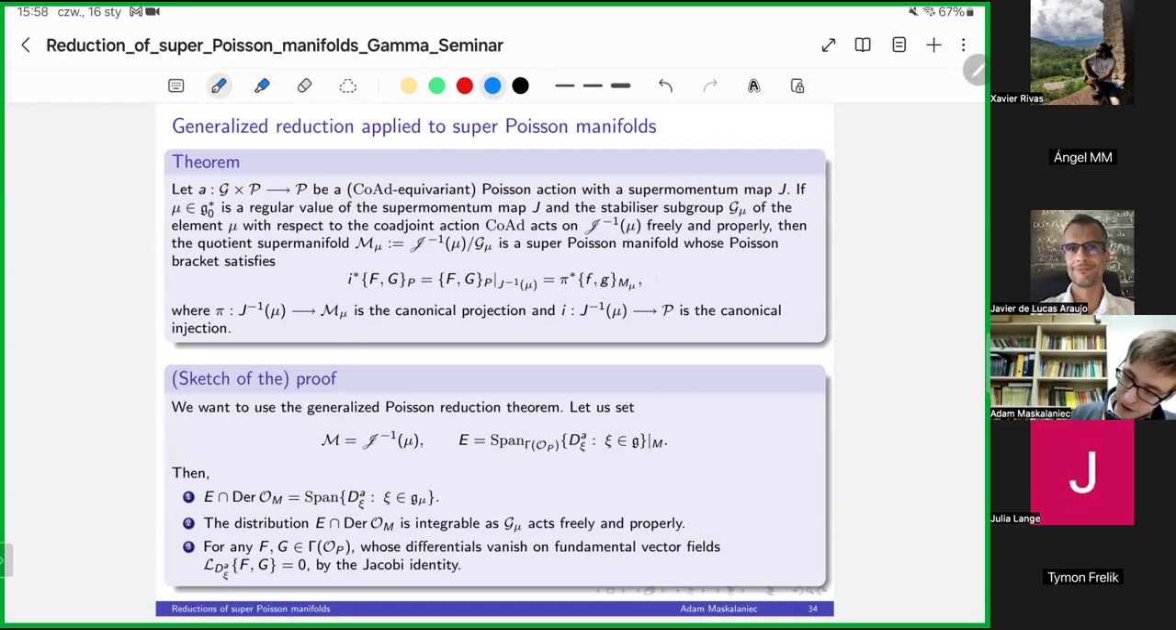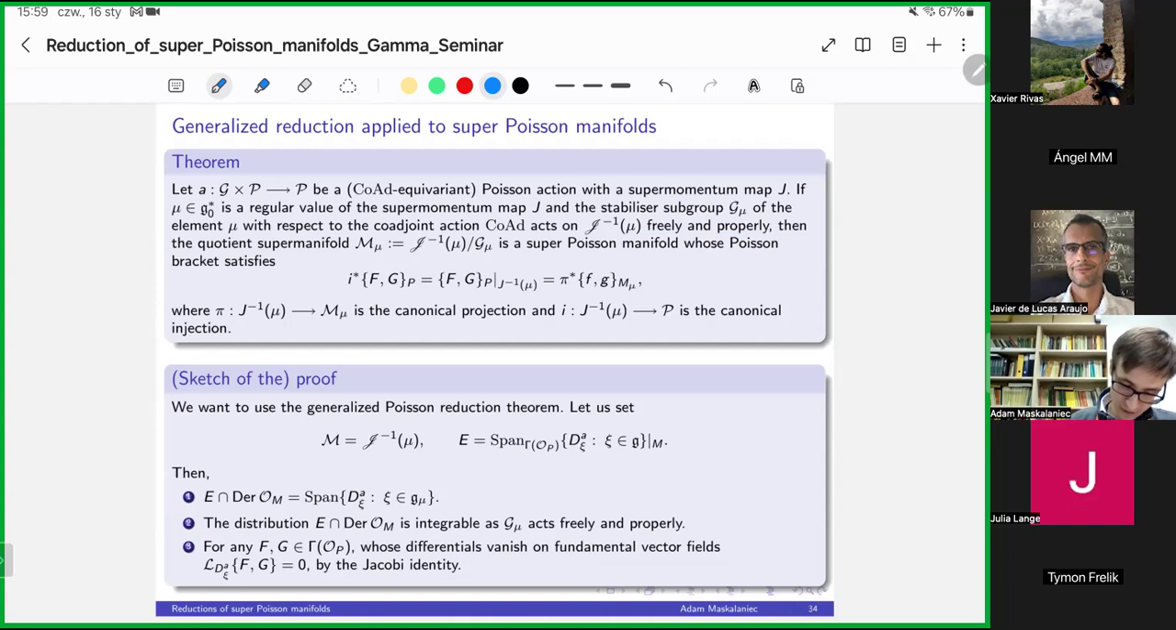I would like to remark that properness of our action is a purely topological property. So it is the same in the case of supermanifolds and reduced smooth manifolds. But freeness also gives us some conditions on those elements of degree 1.